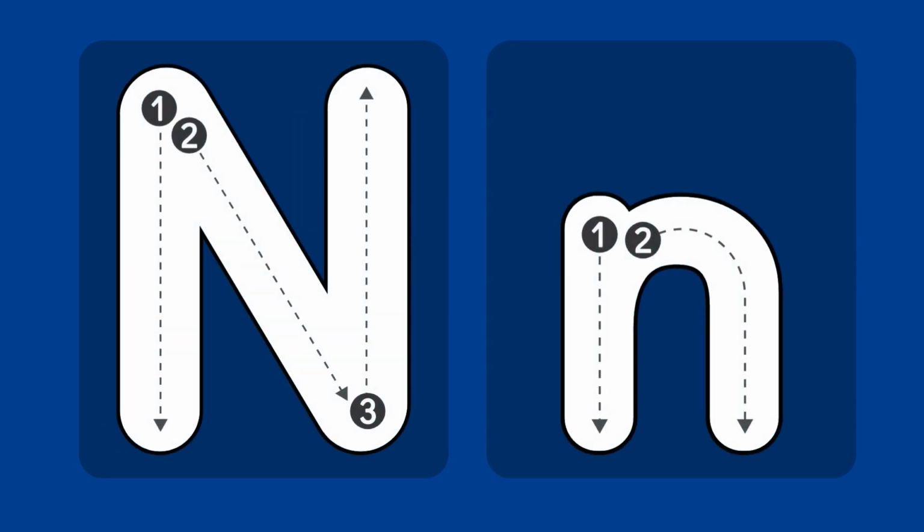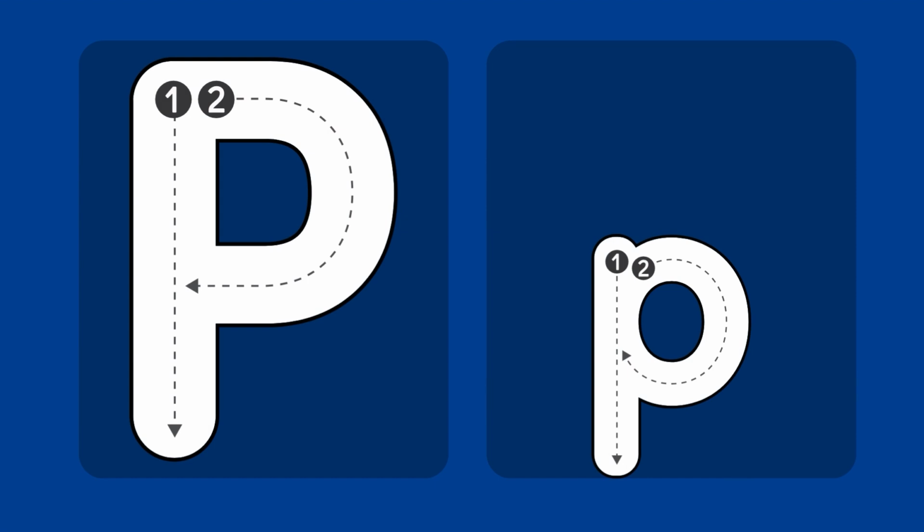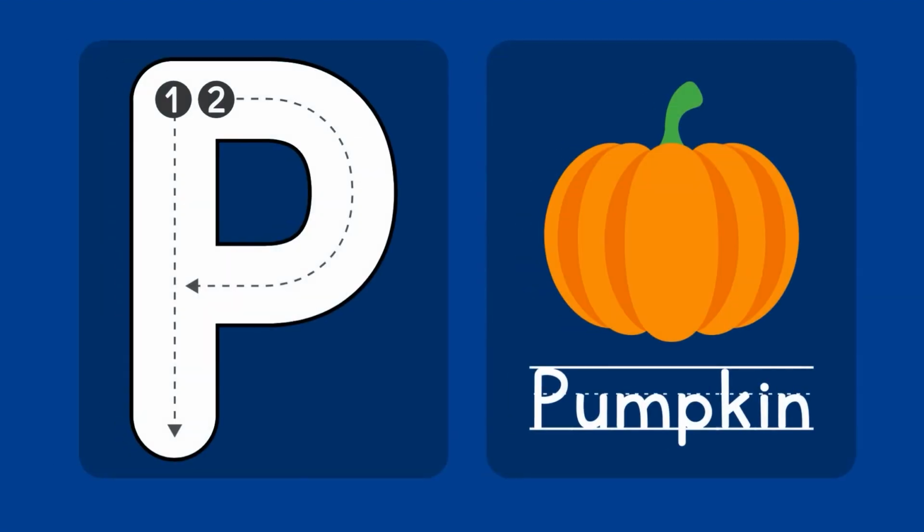Follow the number to write the letter. N for nest. For P. P for pumpkin.